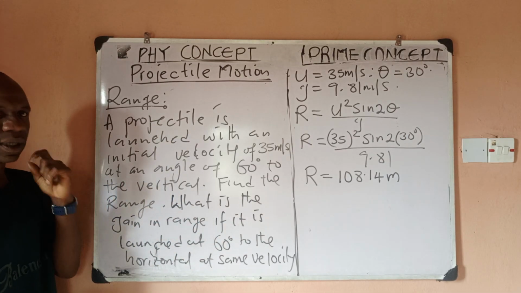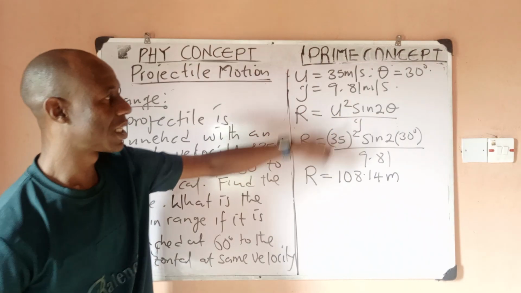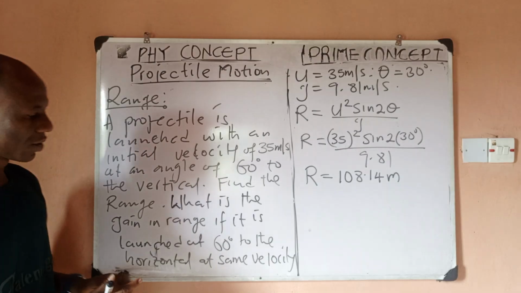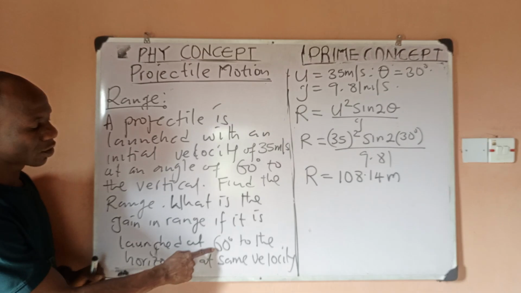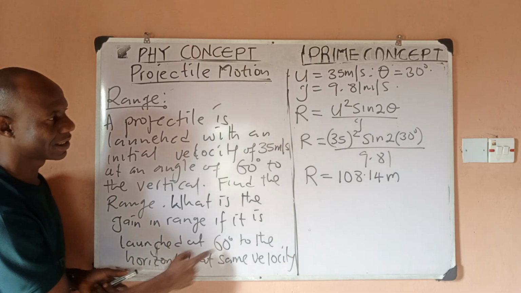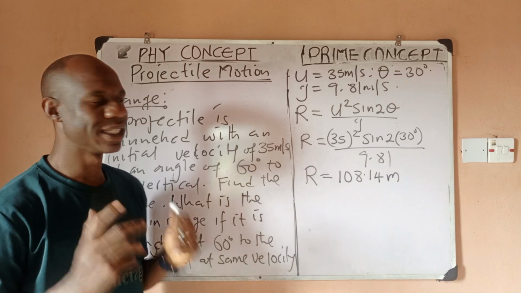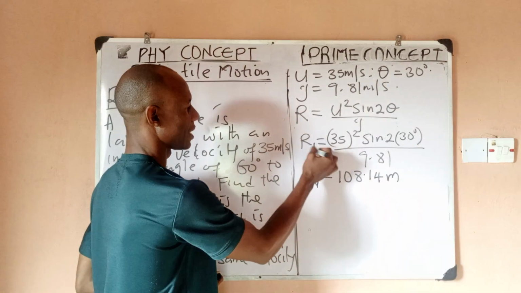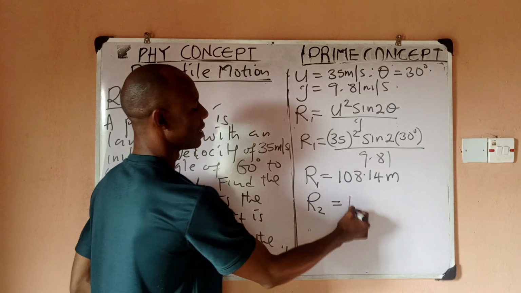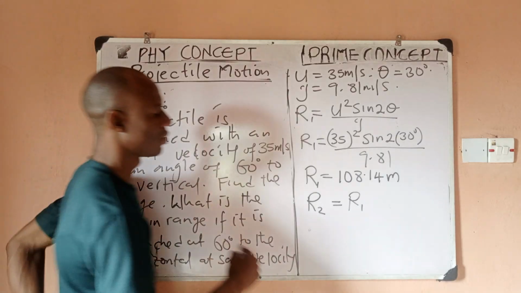Now, our initial range was calculated using an angle of launch, theta, as what? 30 degrees. And in this second case, velocity is the same, but our angle of launch is what? 60. So without solving, you can see that 60 degrees and 30 degrees are complementary. So if I call this my first range, my second range, R2, is still going to be the same as R1. But for the sake of verification, I would solve with you so that you see. Why are they the same? Because the angles are complementary.